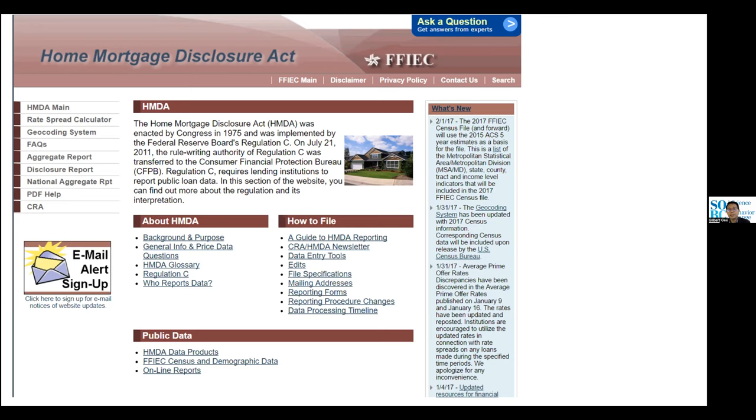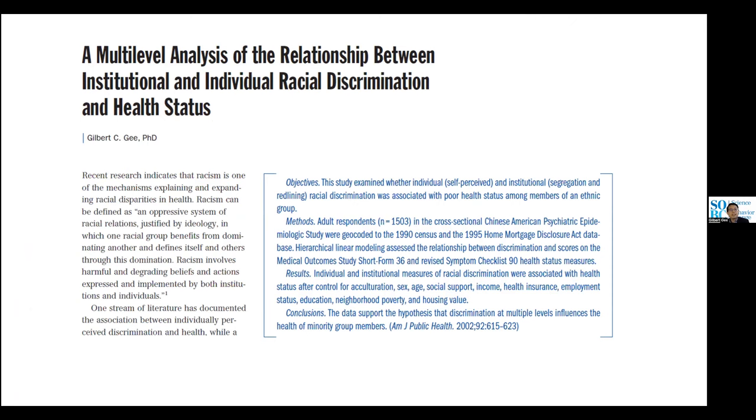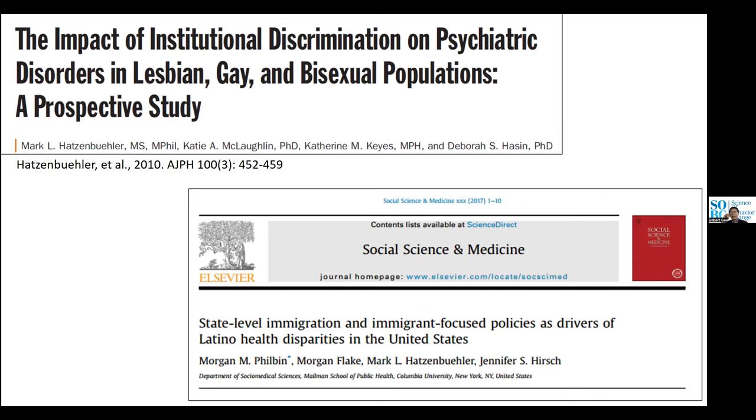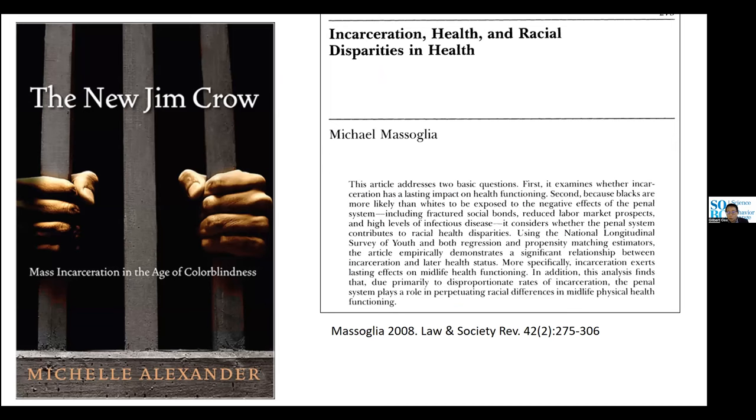And with that, I did a study many years ago where we were looking at whether discrimination by lending institutions, and another measure related to residential segregation, were related to health inequalities. So we can do research like this, where we look at specific institutions and the behavior of these institutions. And other people, like Mark Katzenbuehler, for example, have done a lovely series of studies in similar fashion.